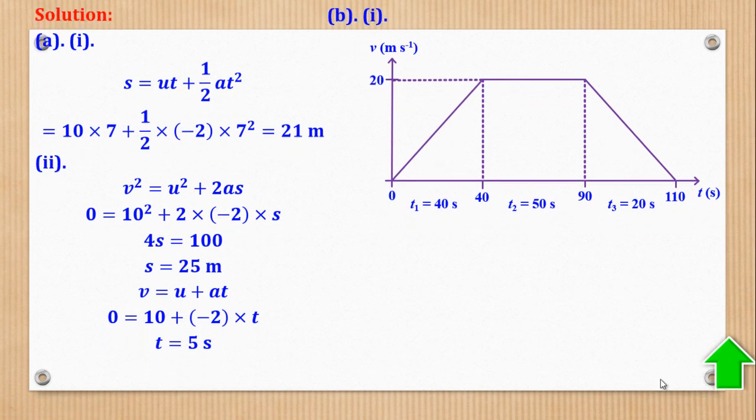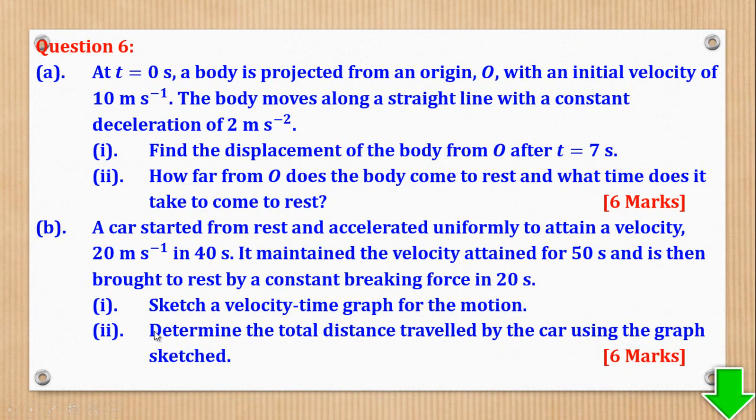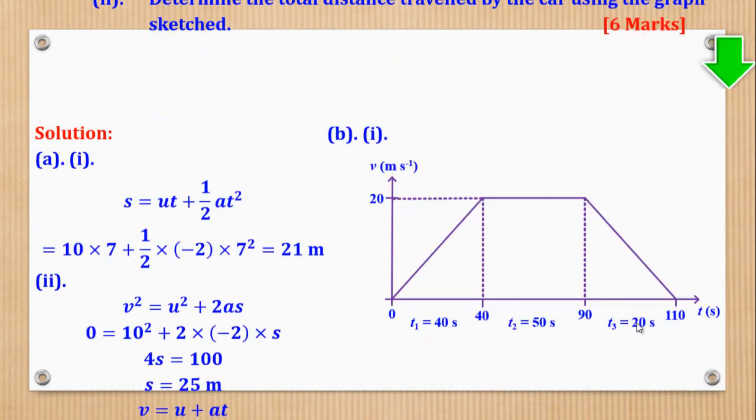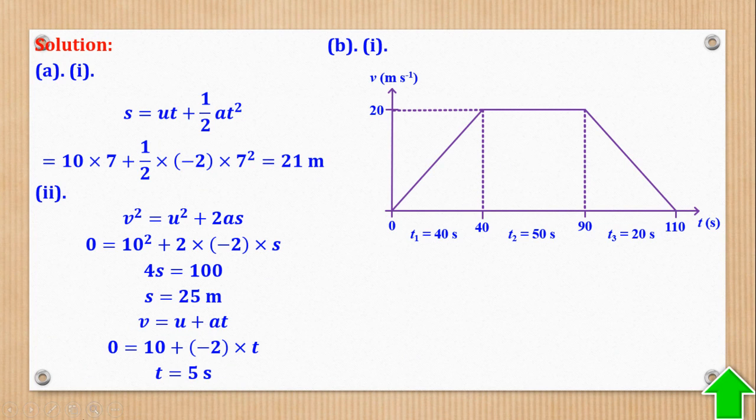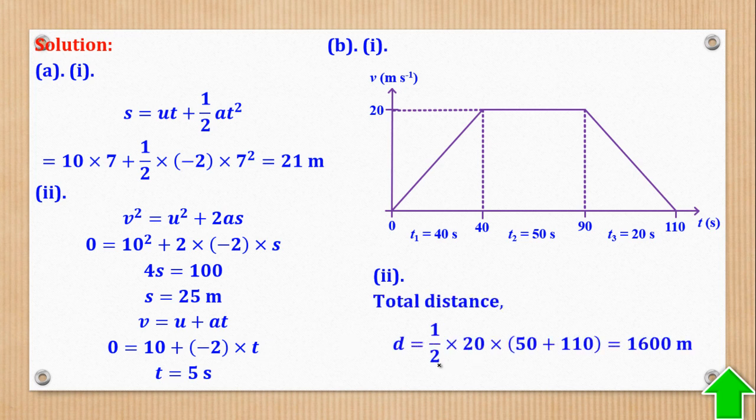Then part B, Roman 2, said determine the total distance traveled by the car using the graph sketched. So total distance is equal to the area under the graph. That shape is a trapezium, meaning that for the area we shall use the formula for the area of a trapezium, which is that. So a half times the height, which is 20, then a, which is this 50, and b, which is this 110, to give you 1,600 meters. So basically that's what they wanted.